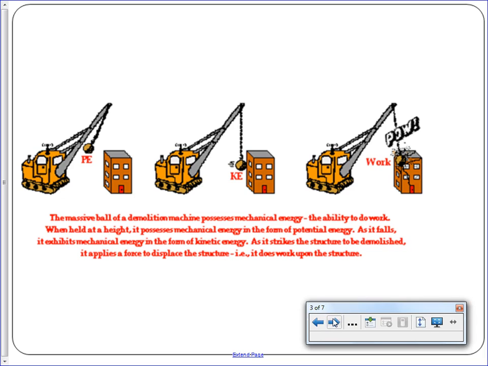We can also take a look at a demolition ball taking down a building. Initially, like a pendulum, we see that it starts with potential energy. As it gets to that highest point and swings down, we see it convert into kinetic energy, which then converts into work and smashes the building apart. That is the overall conversion we end up seeing. This is what we would consider to be mechanical energy because it contains both components, potential and kinetic. Again, it does work upon the structure.